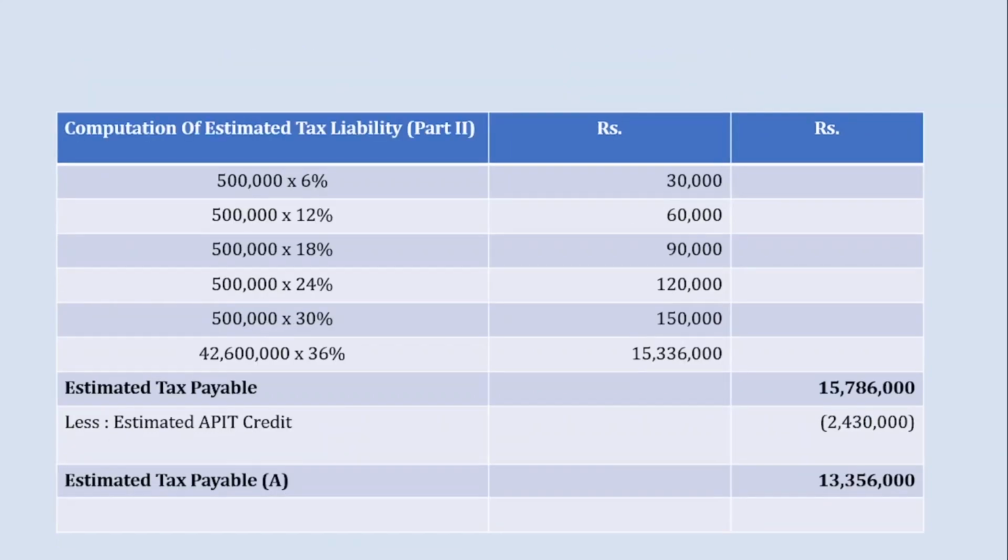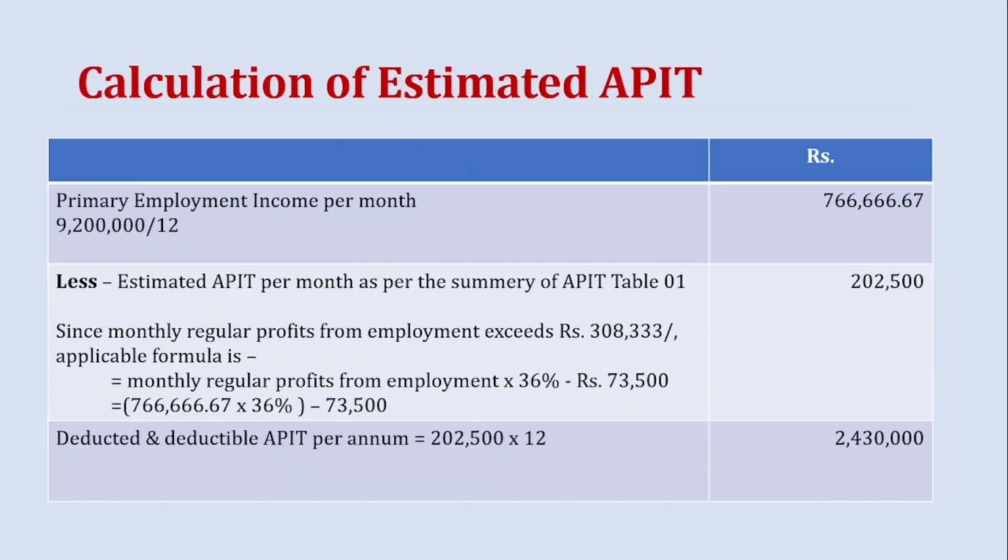Then we are going to calculate the estimated tax payable. After applying the relevant rates, the estimated tax payable will be 15,786,000. Finally, she can deduct the estimated APIT credit, that is only from the primary employment. The amount is 2,430,000. Then the estimated tax payable will be 13,356,000. That is A.